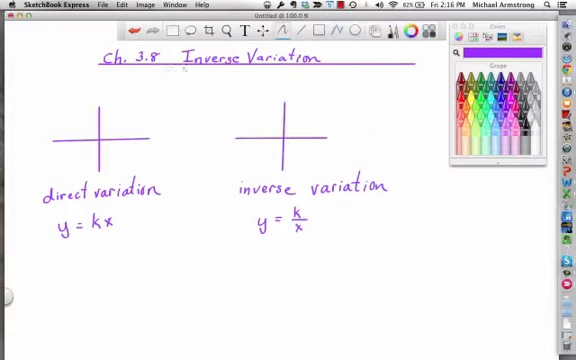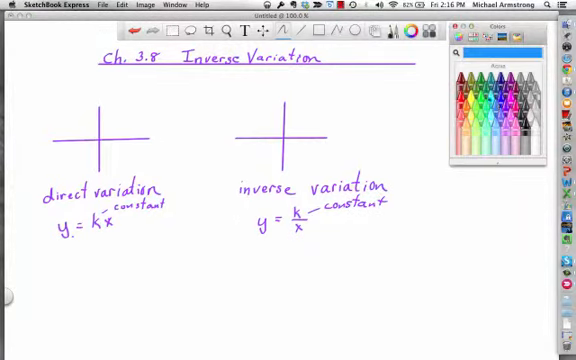Alright, chapter 3.8 is inverse variation, and it's going to go much quicker than the last chapter. Just as a reminder though, direct variation is y equals k times x, where k is a constant. Remember, k is just a number, but they call it a constant. And this k is also a constant. This is our model for inverse variation.